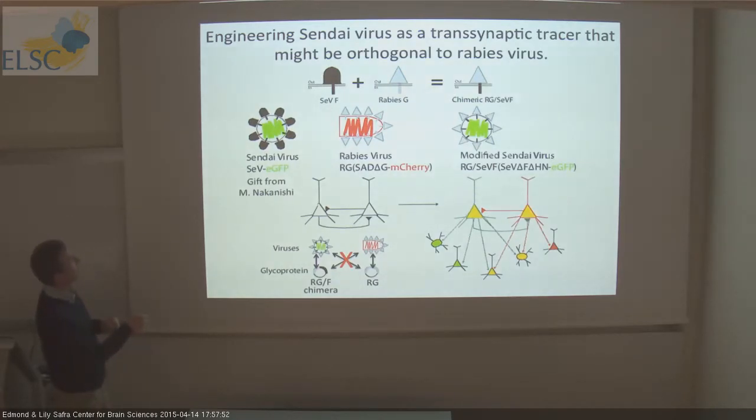So what we can do is build a chimeric glycoprotein that has the Sendai virus tail, which will hopefully allow us to package this chimeric glycoprotein into a Sendai virus, but we'll have the rabies glycoprotein part on the outside, which will hopefully allow it to spread between neurons and spread from postsynaptic to presynaptic cells.